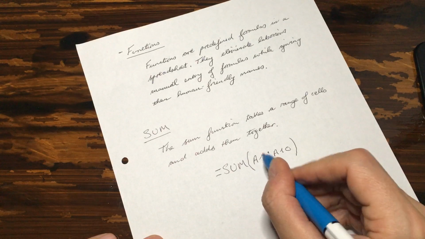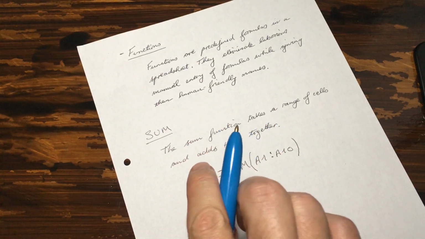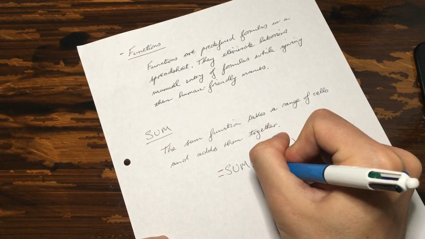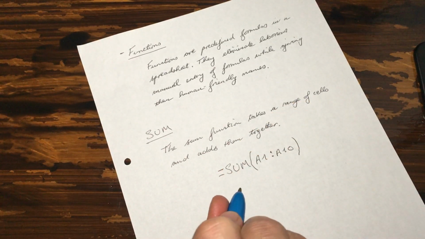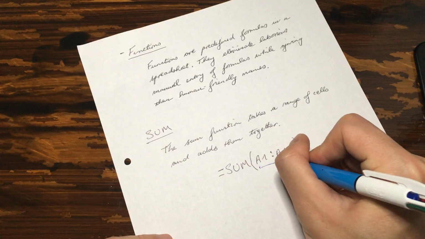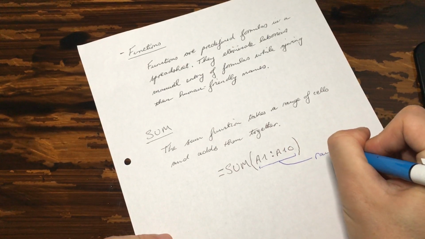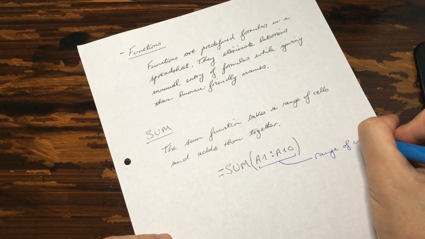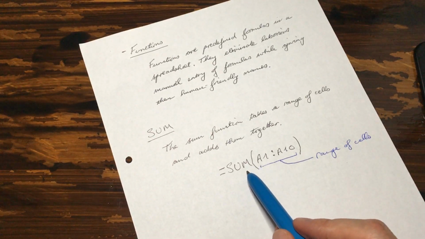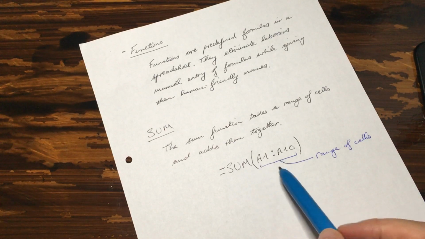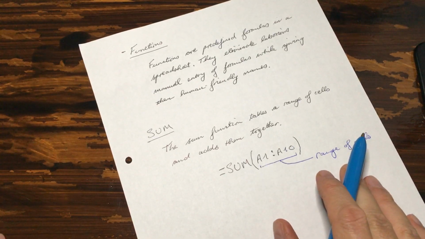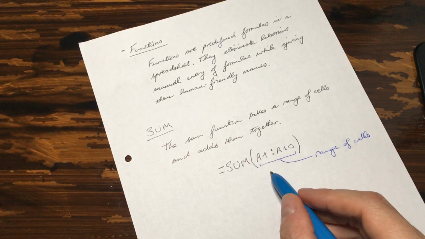And that is a range of cells. It would be worth using a different colored pen to highlight the fact that this is a range of cells. Okay, so this is the function, and you can see it's got an easy to remember, human friendly name, SUM. Now there are different ways that you can use SUM as well.